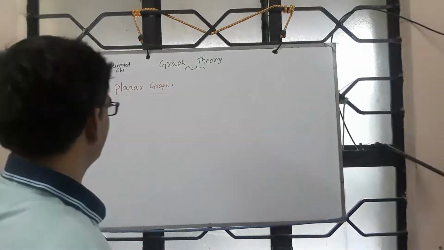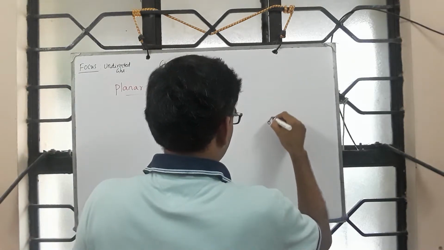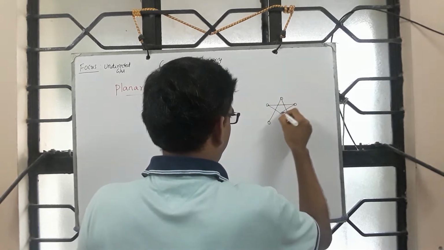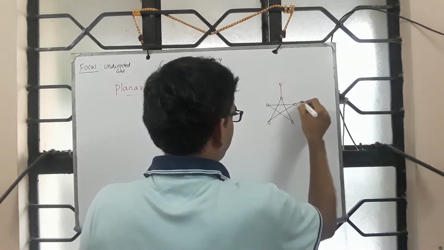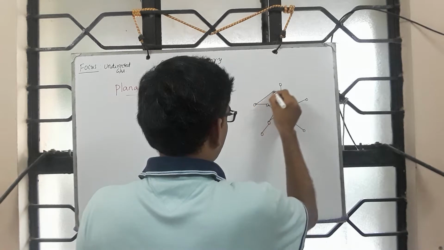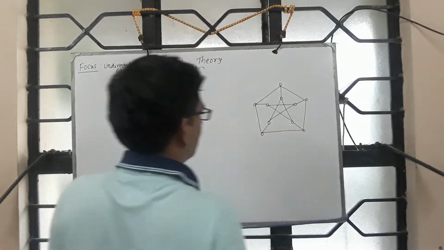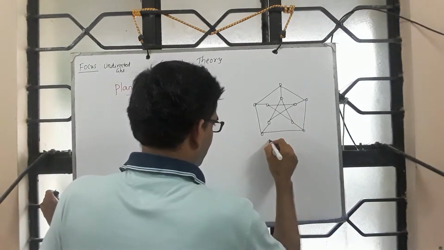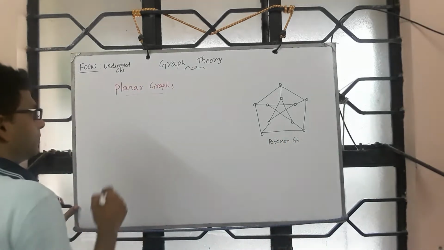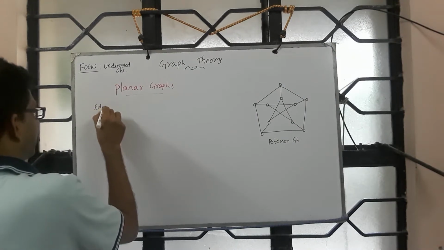So we'll continue our discussion on planar graphs. Let's revisit the Petersen graph. So here is the Petersen graph. So we define a graph operation called edge contraction.